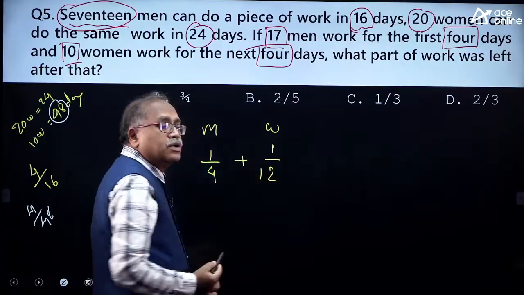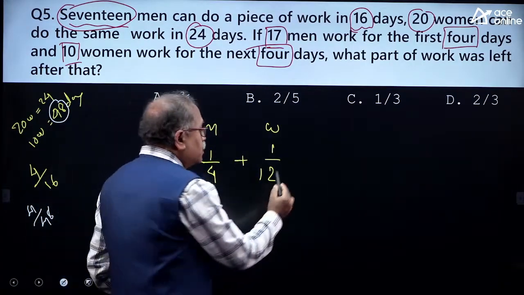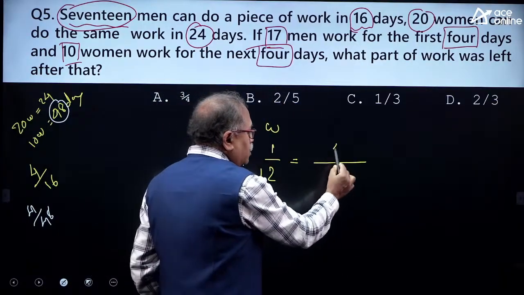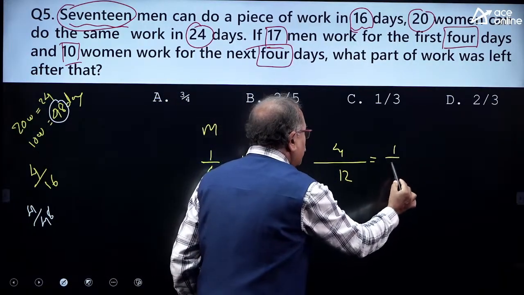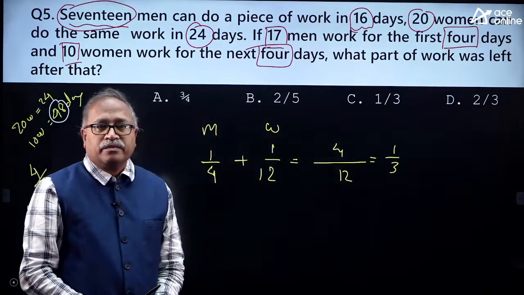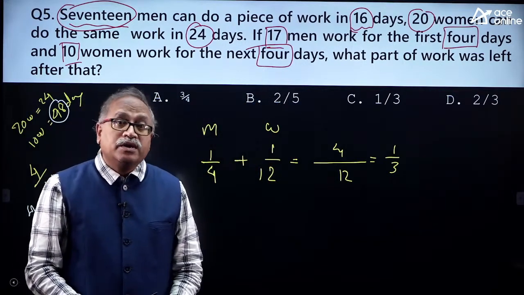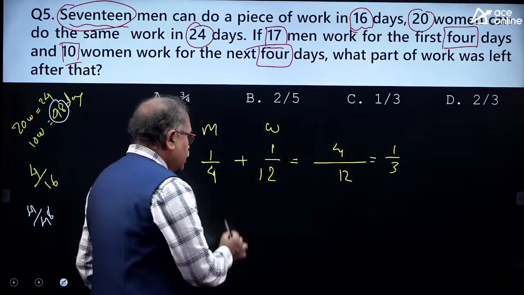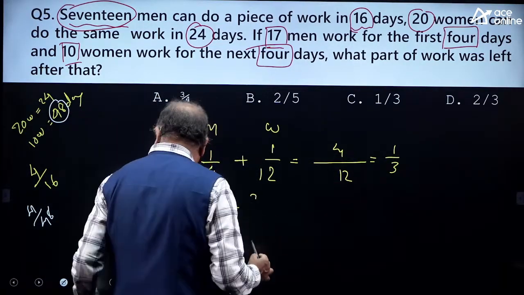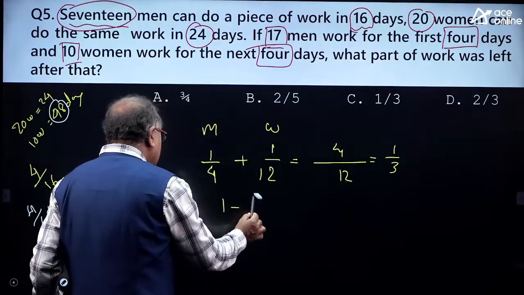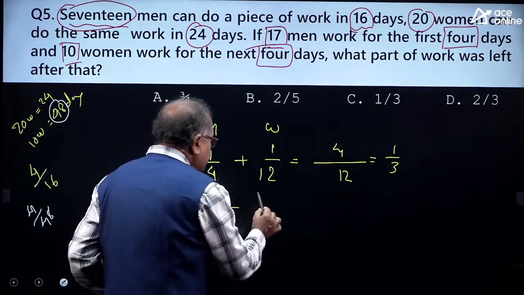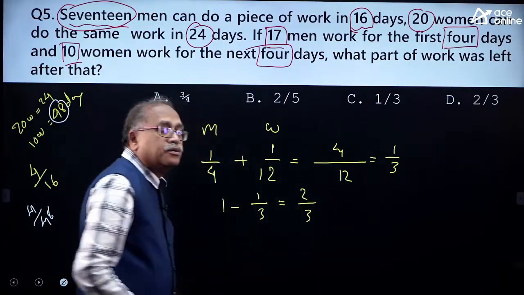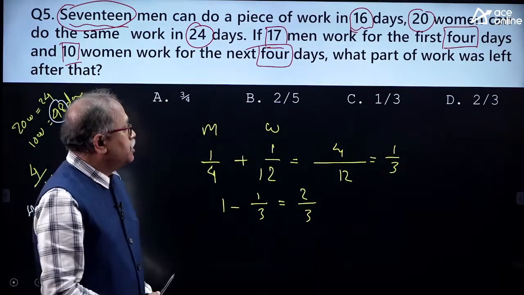So, what is the total work completed? The LCM is 12 over here. So, 3 plus 1, 4. So, 4 by 12, which is nothing but 1/3 of the work is completed. You are asked to find out what part of the work is not completed. So 1 minus 1 by 3 comes to 2 by 3. So 2/3 of the work is not completed.